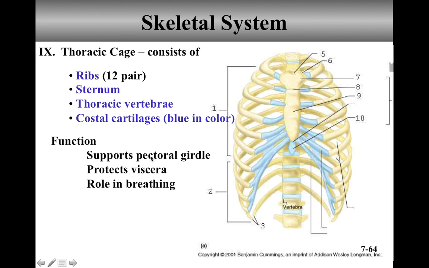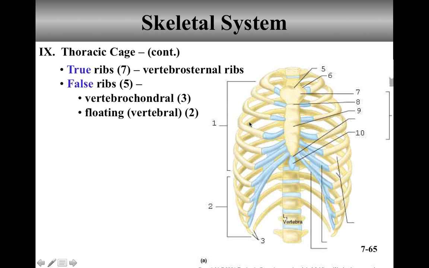So, why do you have ribs? Of course, function: support the pectoral girdle, which means where your arms attach, protect the viscera, protect your guts, and they of course play a very, very important role in breathing. These actually rise and fall, rise and fall as you breathe, and so that's very important. So here's how we break these ribs down.